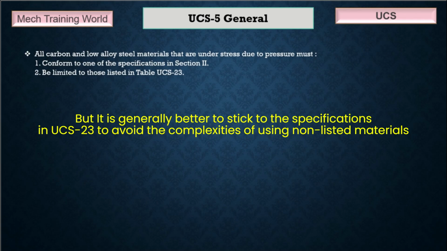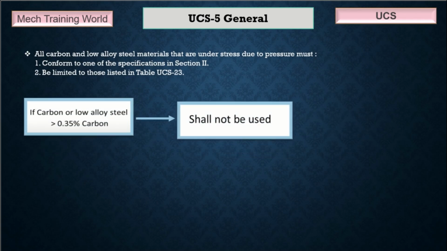And the next point given in UCS-5 is if carbon and low alloy steel materials contain carbon percent greater than 0.35 percent, that material shall not be accepted as per code. This is what exactly is given in UCS-5. So while watching the video, please refer to the code as well so you will get a better understanding.